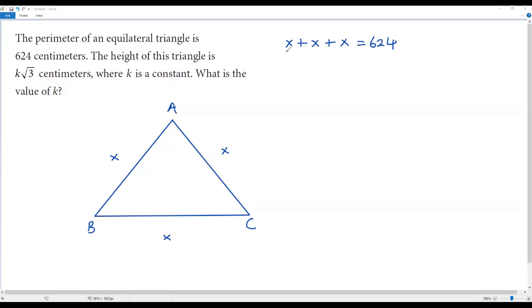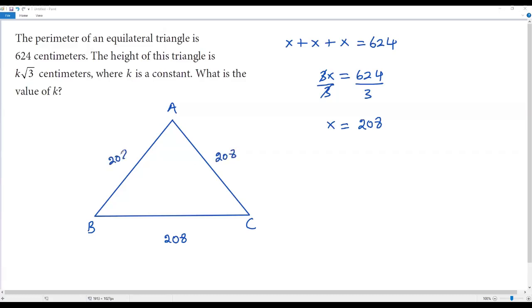When I add x and x and x, I'm getting 3x. 3x equals 624. Now I have to divide both sides by 3 to solve for x. When I do so, this 3 will cancel out. I'm getting x equals 208. So I got the value of x. Actually, x represents the length of each side of the triangle, so we can replace x for each side by 208. The length of each side of the equilateral triangle is 208.